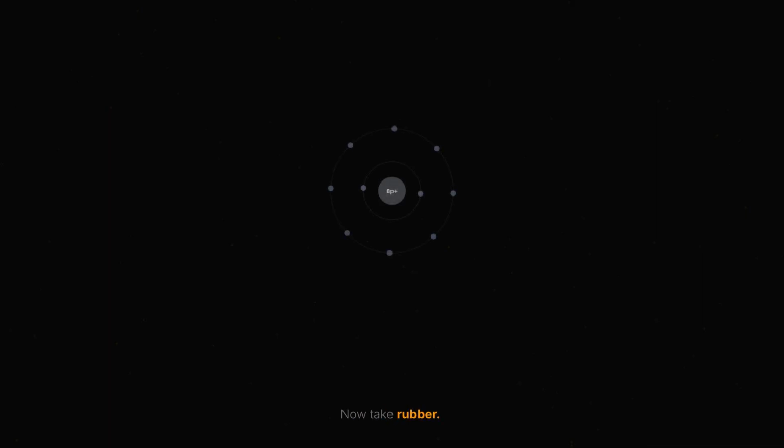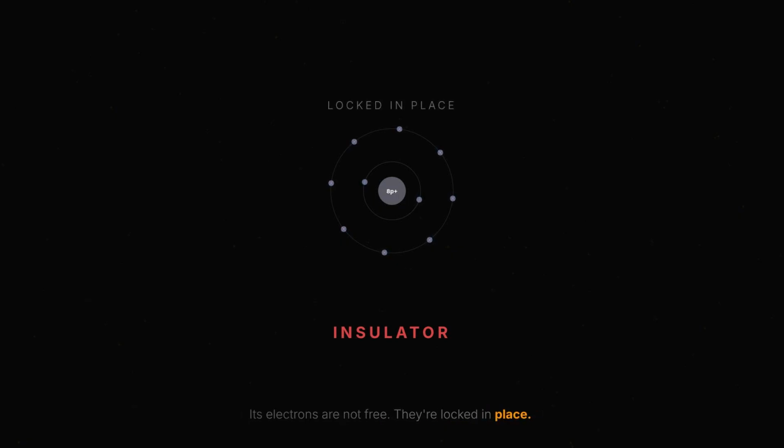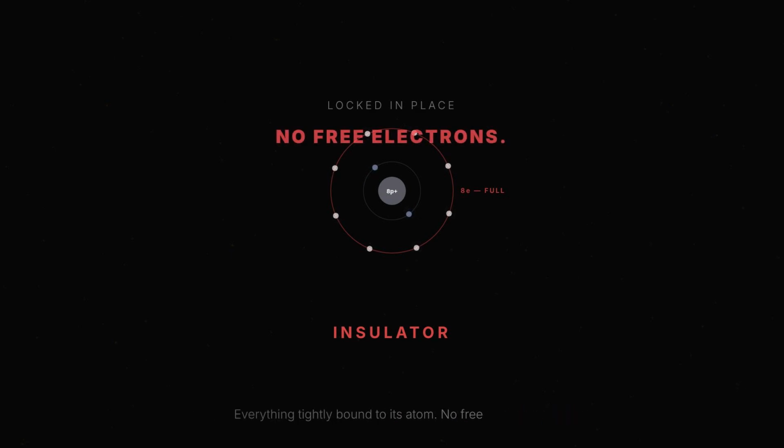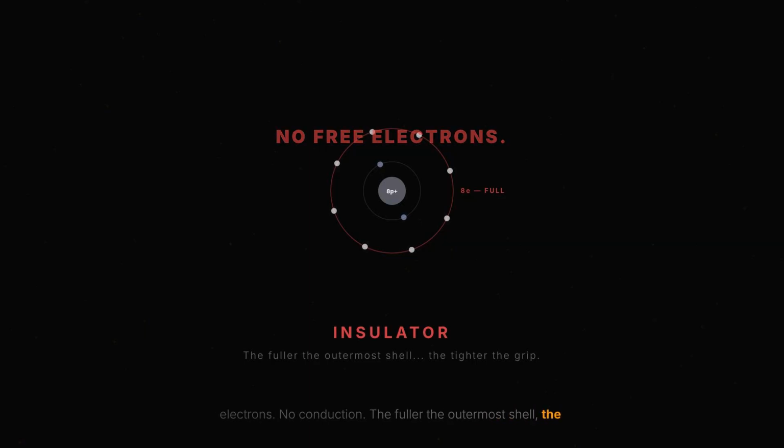Now take rubber. Rubber is an insulator. Its electrons are not free. They're locked in place. Why? Because in rubber, and in similar materials, the outermost shells are full. 8 electrons. Nothing missing. Nothing extra. Everything tightly bound to its atom. No free electrons. No conduction. The fuller the outermost shell, the tighter the grip.